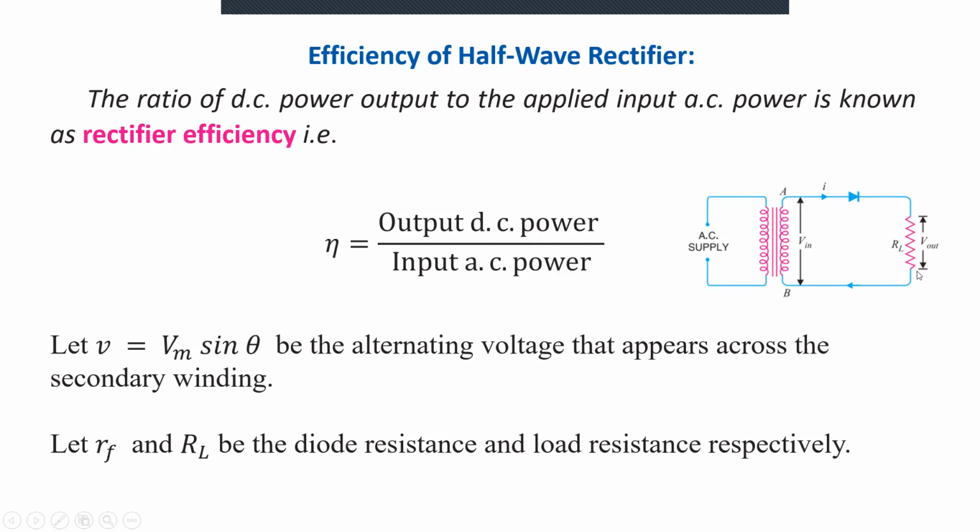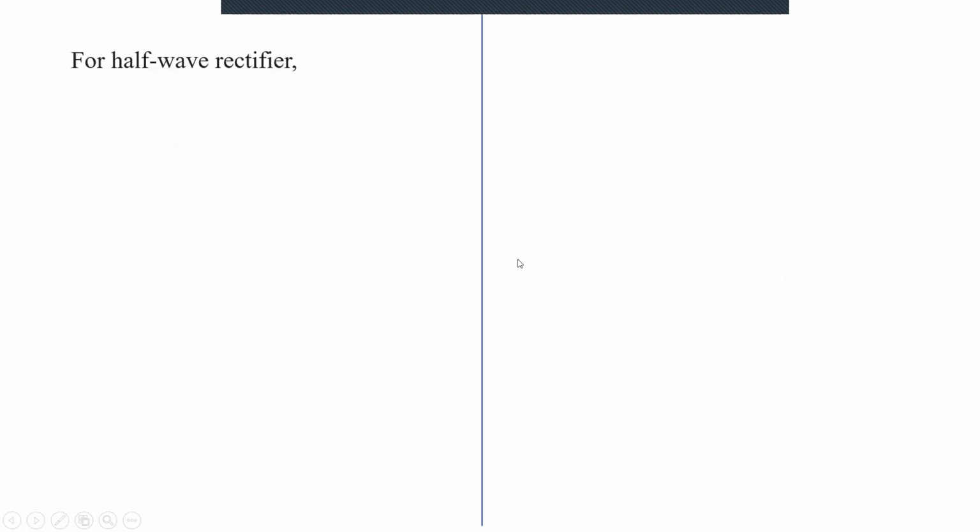So the total resistance connected in the circuit is Rf, that is the diode resistance, plus the load resistance. Now you can calculate the input power and output power. If you take the output power divided by input power, that is called the efficiency of the rectifier. Let us derive the expression for this efficiency.